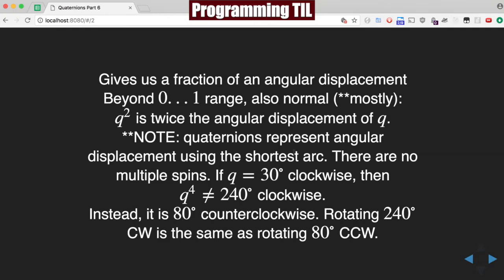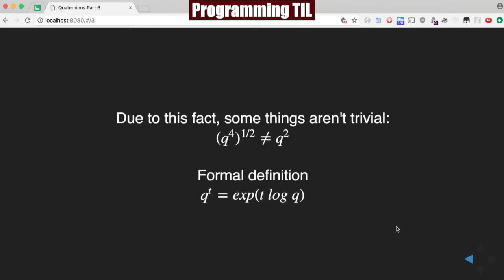So if we take, for example, q is 30 degrees clockwise, and we take that to the fourth, it's not going to be 240 degrees clockwise. It's going to be 80 degrees counterclockwise, because rotating 240 degrees clockwise is the same as rotating 80 degrees counterclockwise. So you have to think about what is the shortest arc. And due to this fact, some things aren't trivial. So for example, q to the fourth to the 1/2 is not equal to q squared.